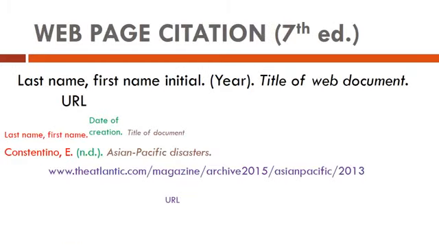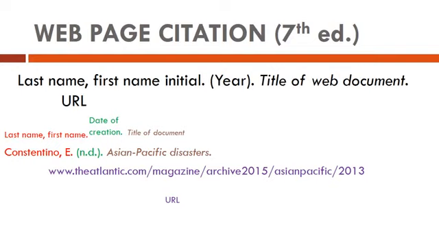Next, let's look at how to do a web page citation. It's very similar to how you do a book. You need the author's last name, comma, the first name initial, period, the year of publication in parentheses, period, the title of the web document, period, and then you need the URL.